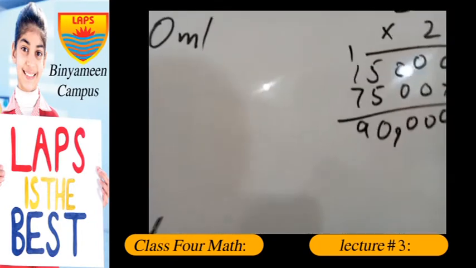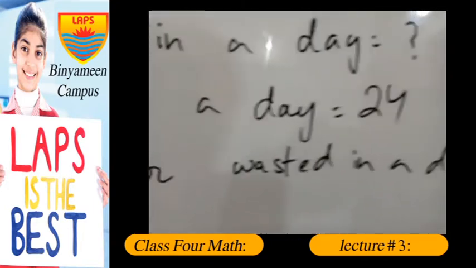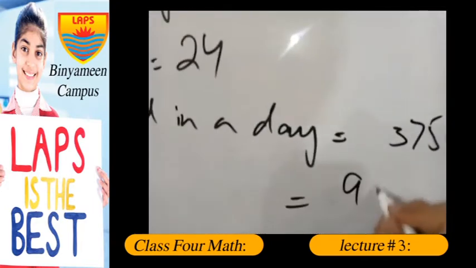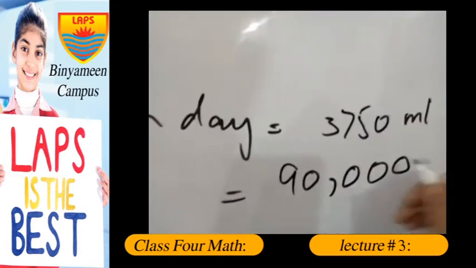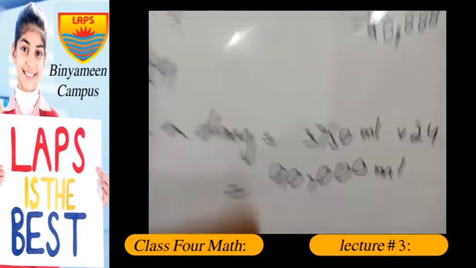So the answer is 90,000 milliliter water will be wasted in a day. So our answer is 90,000 milliliter water will be wasted in a day.